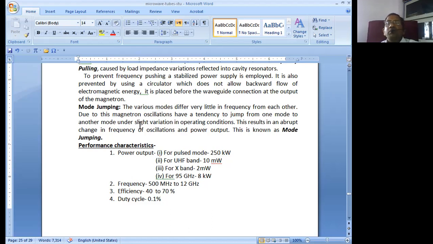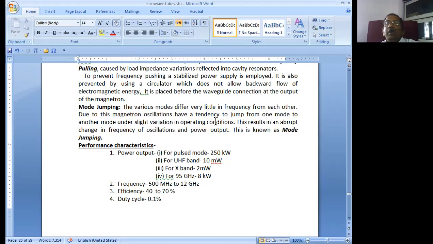The next concept is mode jumping. Obviously, when we talk about mode jumping, what do we mean? If the frequency of oscillations is changing continuously because of mode change, then it is called mode jumping. The various modes differ very little in frequency from each other. Due to this, magnetron oscillations have a tendency to jump from one mode to another mode, very quickly under slight variations in the operating conditions.